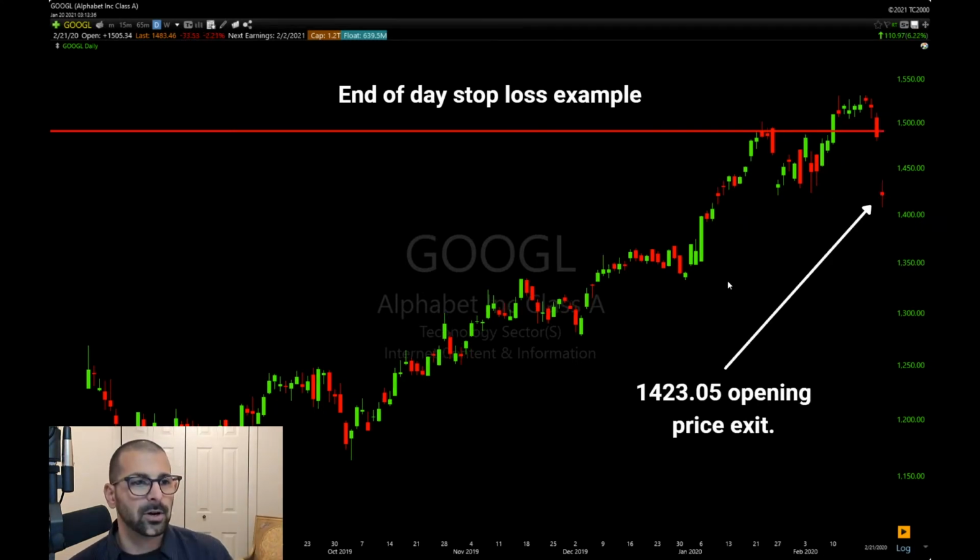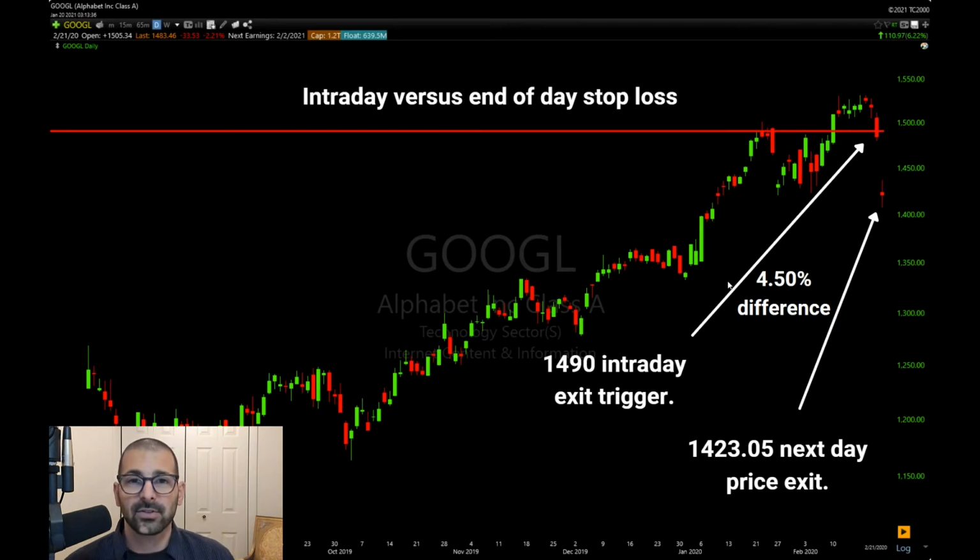So we flash forward to tomorrow morning, and we realize something big happens. Google gaps down 40 points down to 1423 and 5 cents. That's the opening price of the day, and therefore that's where we exit the trade. So this is clearly a very big difference, 4.5% difference. So the intraday exit versus the end of day exit gives you a very different result.